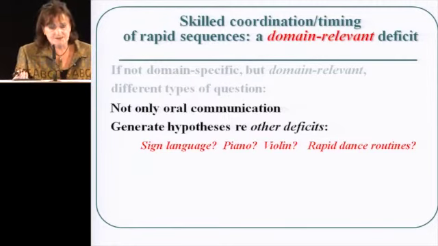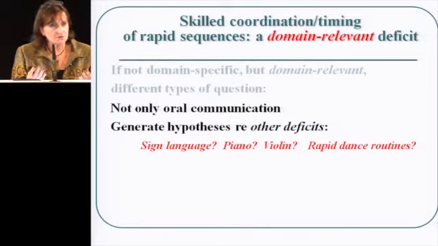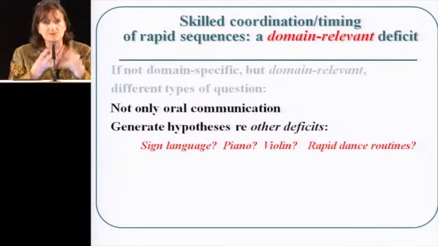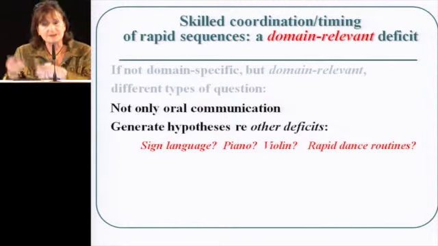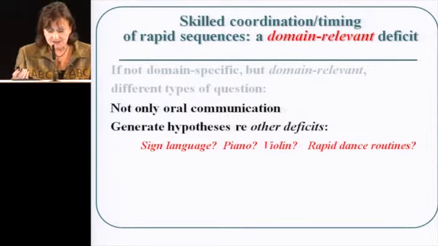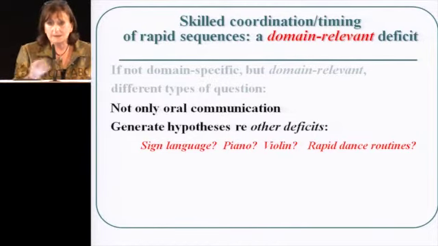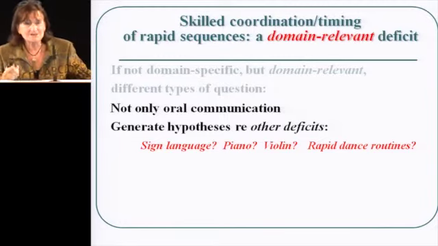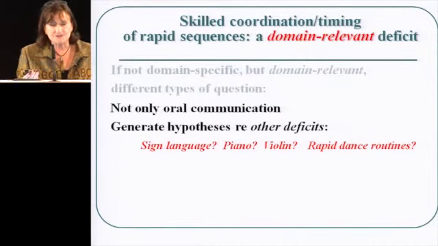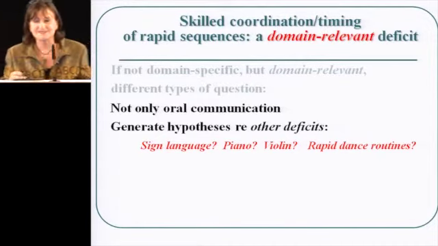We generate other hypotheses. So if it's rapid coordination of movement and their timing, then obviously sign language is another candidate. If you don't hear and you use sign language, you have rapid movement sequences in the manual mode. And that should be impaired in somebody who has deafness and the FOXP2 mutation. We might look at the playing of instruments. Piano, violin involves rapid movement sequences of the hands, again, and their timing. And we would generate hypotheses about impairments in those cases. It might even be true of rapid dance routines like the Scottish square sword dance and so forth.